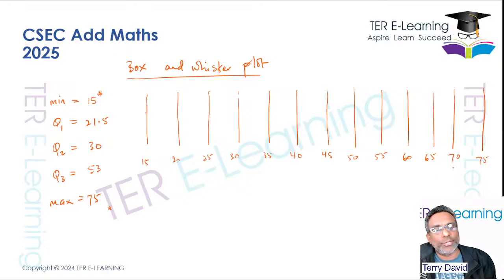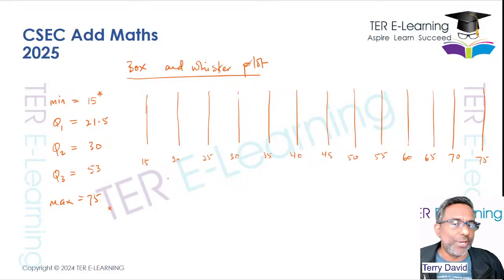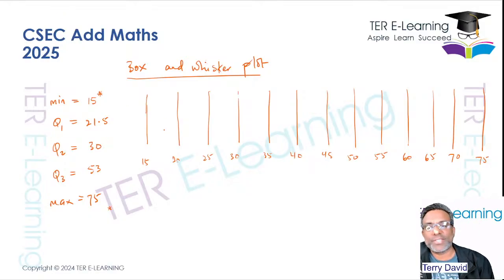Right? So you're doing this in pencil here. So you want to kind of get a realistic box and whisker plot, right? So the first thing I will do, I'll draw the minimum. So the minimum, you're going to draw a line here, right? At 15, the maximum is 75. So you're going to draw a line here, right? Sorry, let me just draw this a little neater. Right? So around there.